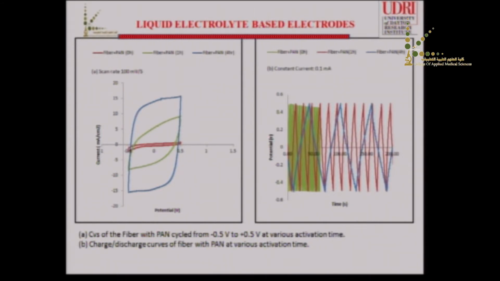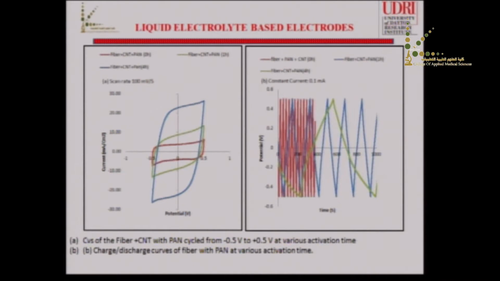Here, if you see, when I call 0 hour, that means I just take the sample without thermal treatment. I have a very small area. When I increase the activation time, the area increases. If you check the charge discharge, that also means we are improving the capacitance here. This graph is called cyclic voltammetry, and this one is the charge discharge graph.